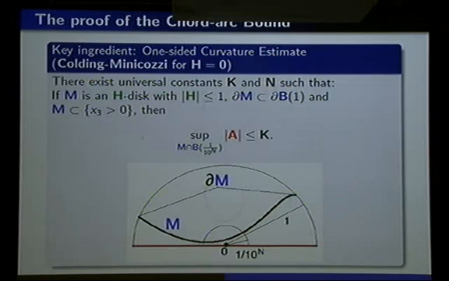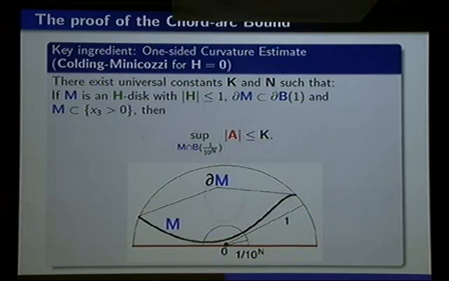This is the one-sided curvature estimate. Again, this was something that was proven by Colding-Minicozzi in the minimal case. It is a generalization of their result, and we actually use their result to prove this. It says that if we have an H-disk which is on one side of a plane, but it's close to the plane, then the second fundamental form has to be bounded at points which are close to the plane. Well, you might say, before we proved the curvature estimate without using the assumption of the plane. So why do we need this?